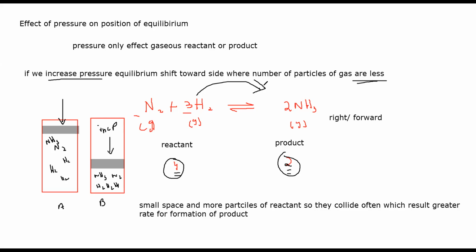Yes, shifted right, not left. In this example, it's right. So increasing the pressure reduces the volume. We have a greater proportion of reactant particles. They collide often. As a result, the equilibrium will shift towards the right hand side, or forward, not left. By mistake, I said left, but it is towards the right hand side.